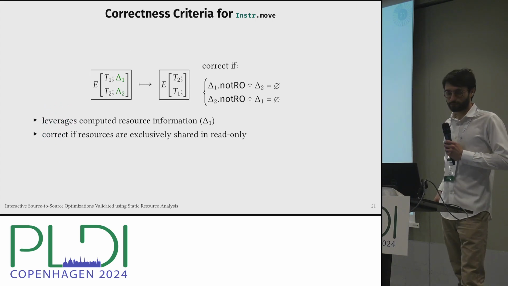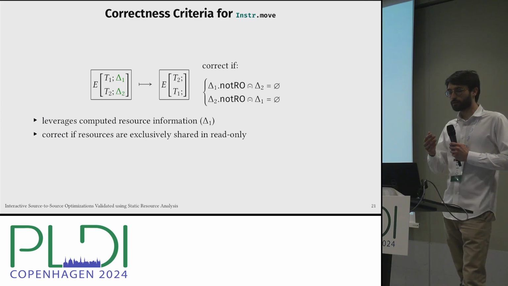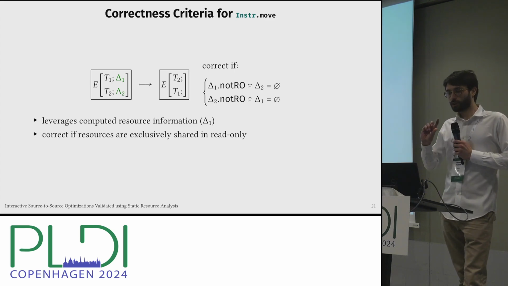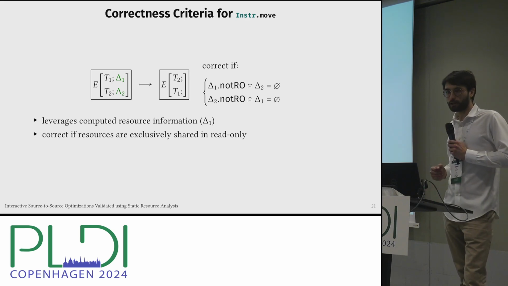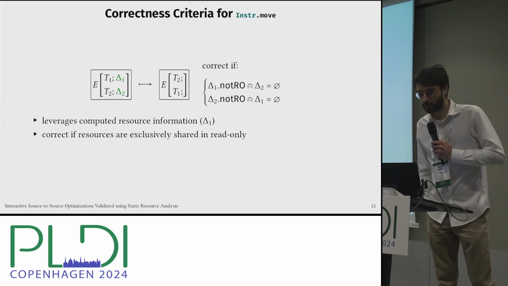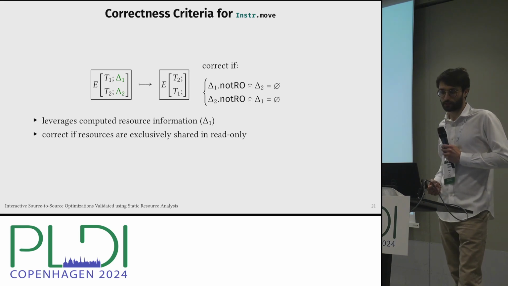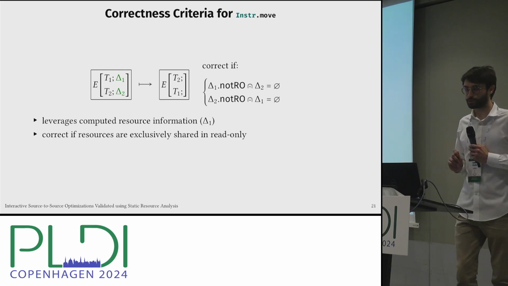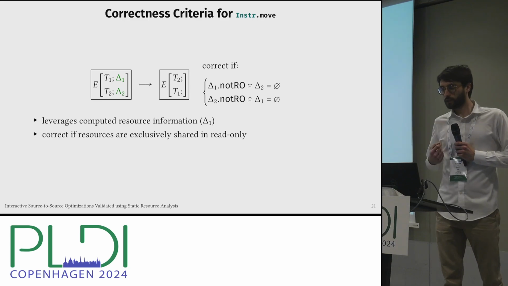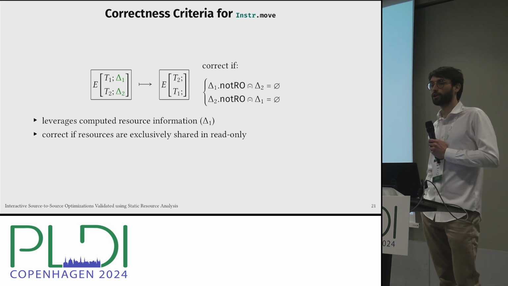Just to give an idea of what our correctness criteria look like, this one is for moving instructions. So we need to know when it's safe to swap two groups of instructions. Without explaining the formalism that is on this slide, what is important is that we are leveraging the computed resource information. Here, you can see with the delta 1 and delta 2 that tell us how these groups of instructions are using our resources. Intuitively, this is correct if the resources used by T1 and T2 are exclusively shared in read-only.